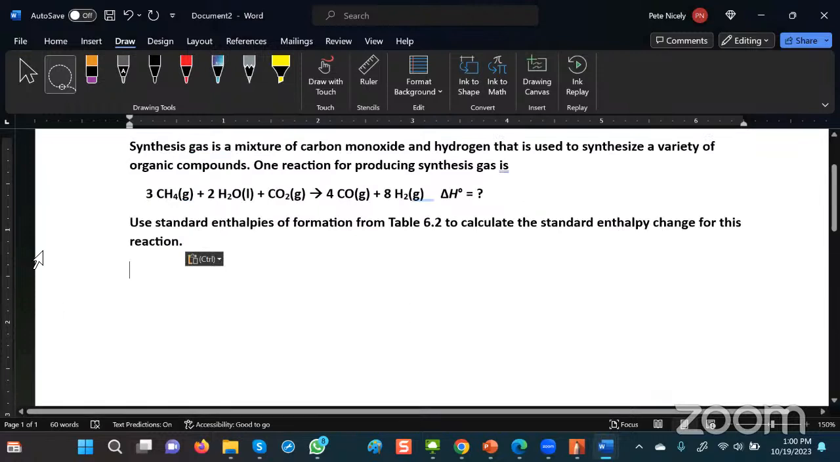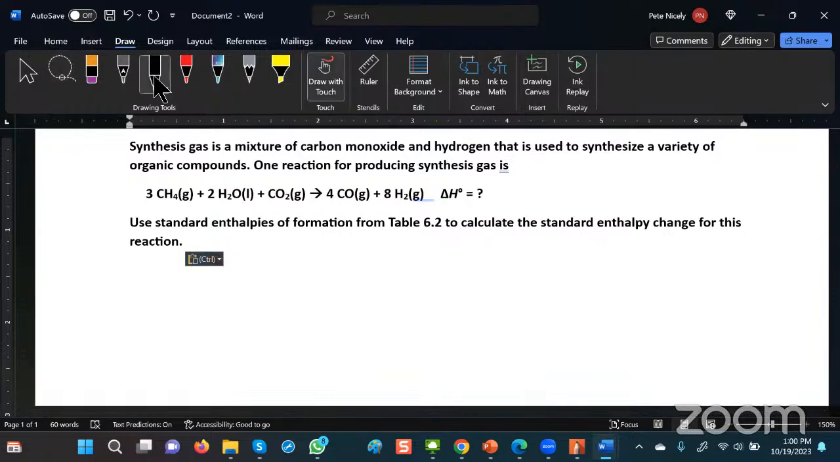Okay, so this is the question here. It's talking about this mixture of carbon monoxide and hydrogen, which is produced in this reaction. And it says you're going to use the standard enthalpy of formation values from table 16.2 to calculate the standard enthalpy change for this reaction. So let me just write down how you'd set this up.